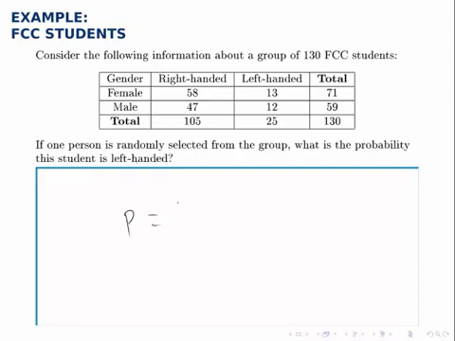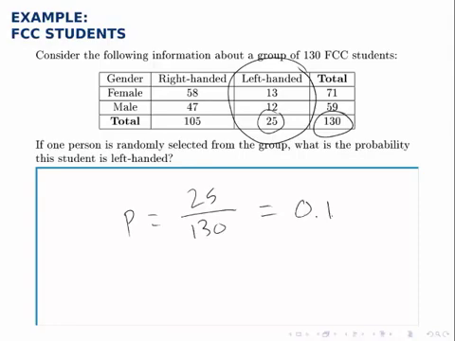The number of ways to select a left-handed student is just the number of left-handed students there are. If we go to the left-handed column, we notice the total there is 25, which again we could have gotten by adding the 13 and the 12. So there are 25 ways to select a left-handed student, and there are 130 total students all in all. So the probability of selecting a left-handed student is 25 divided by 130. Written as a decimal, it comes out to about 0.192.